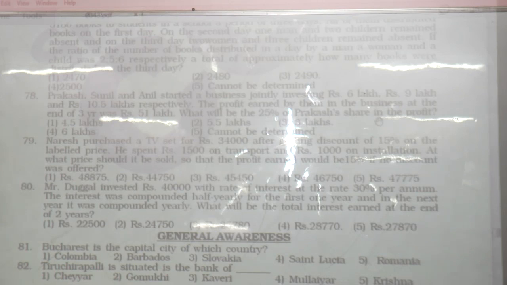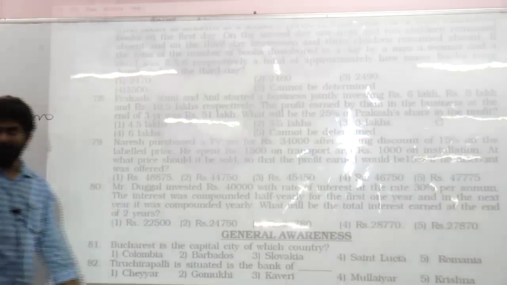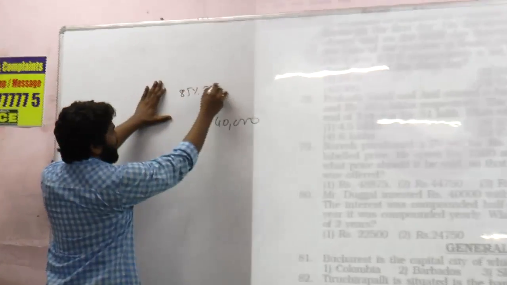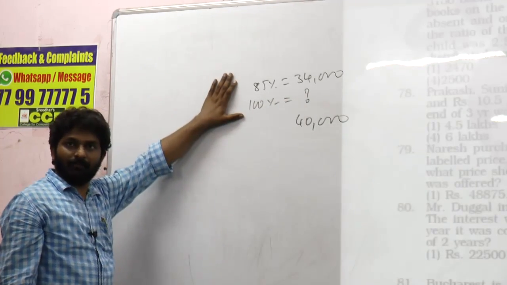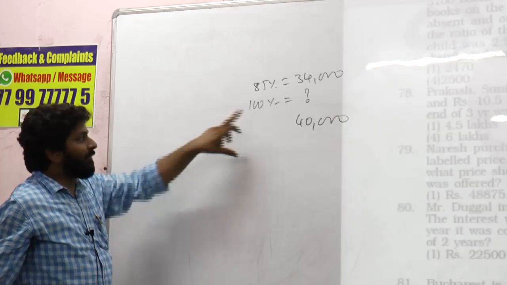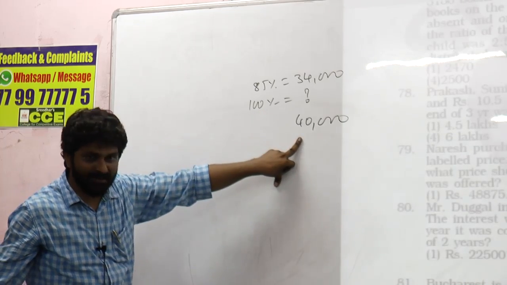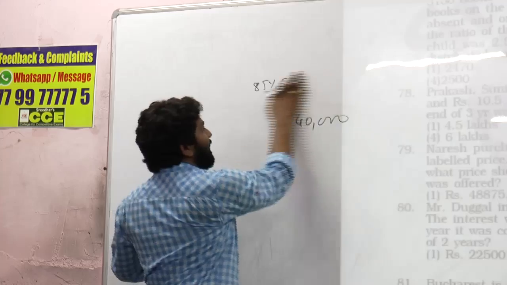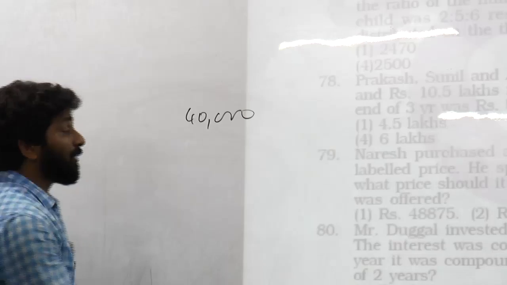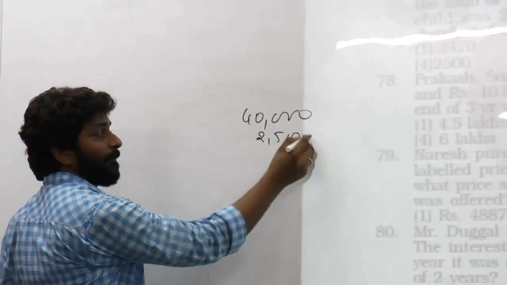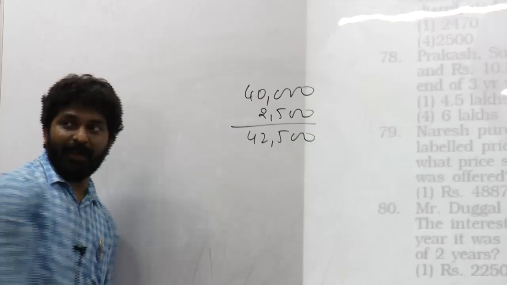If no discount is offered, he will purchase it for 40,000. After giving a discount of 15%, he paid 34,000. In the sense, 85% is equal to 34,000. 100% is equal to how much? If no discount is offered, he will purchase it for 100% of the price, which is 40,000. And after that, he is spending 1,500 rupees on transport, 1,000 on installation. Total 2,500. Now it costs him 42,500.